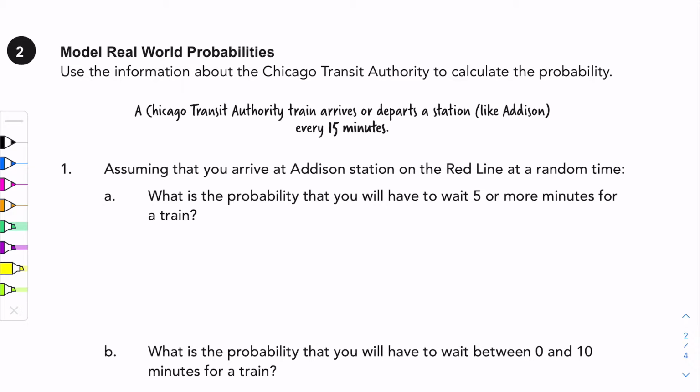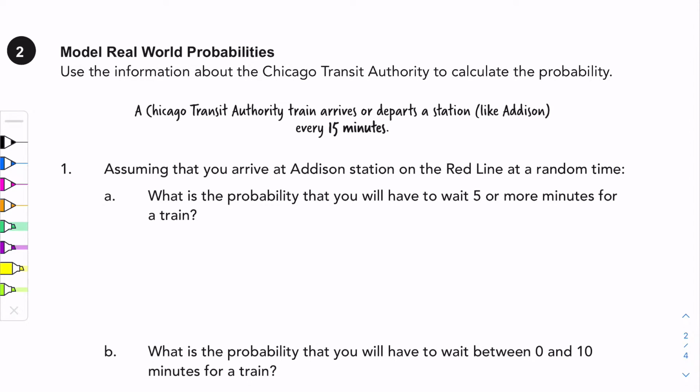Okay, let's look at a real world problem where we can use a number line in order to find the probability. A Chicago Transit Authority train arrives or departs a station every 15 minutes. We are assuming that we arrive at Addison Station on the red line at random times. What is the probability that you will have to wait 5 or more minutes on a train?